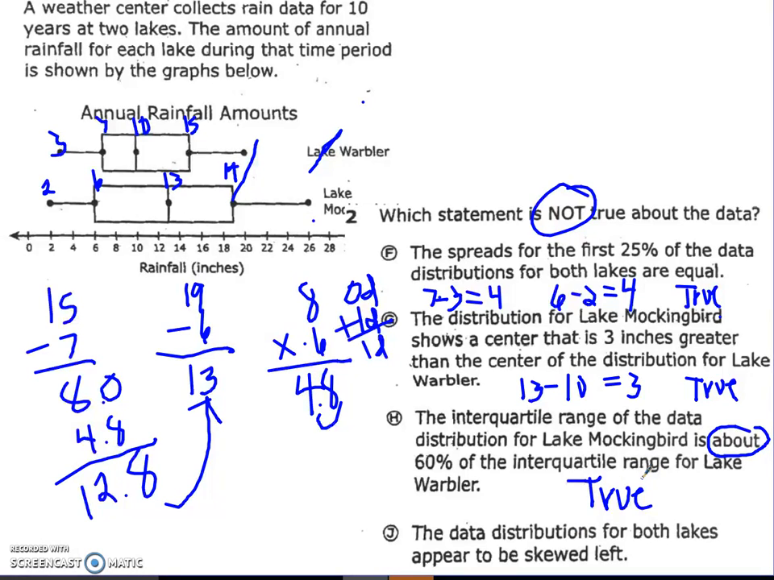Alright. And the data distribution for both lakes appeared to be skewed left. No, this one appears to be skewed right. So it's going to be J. Alright.